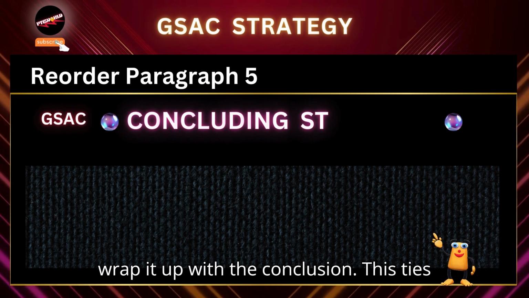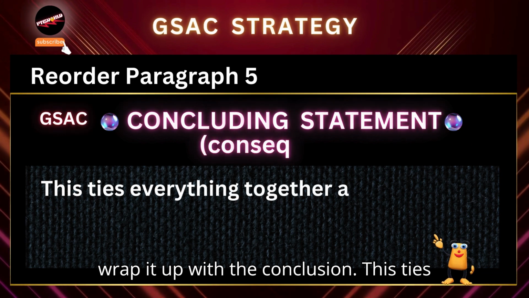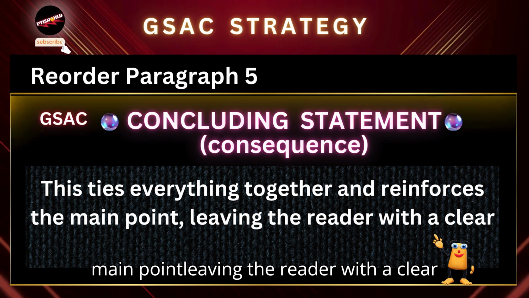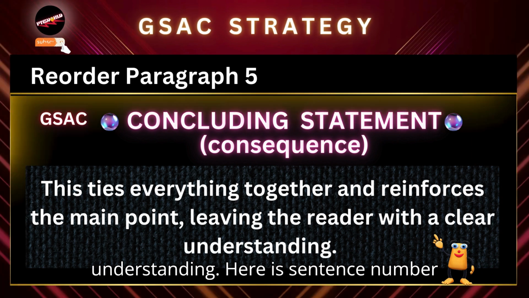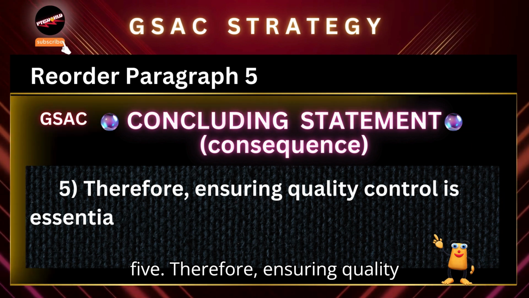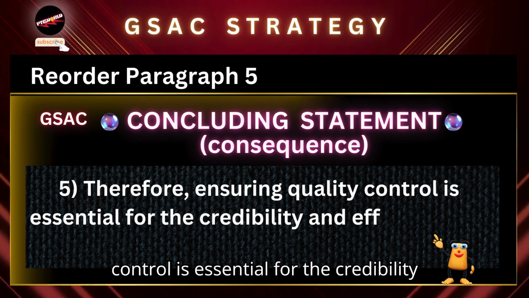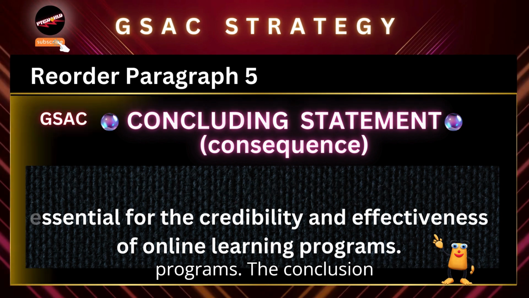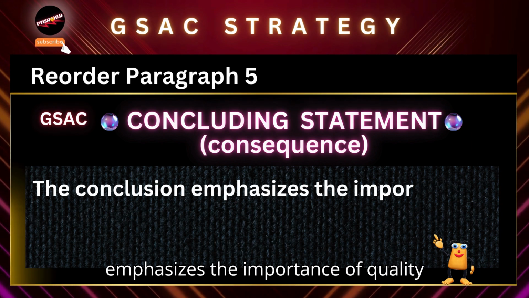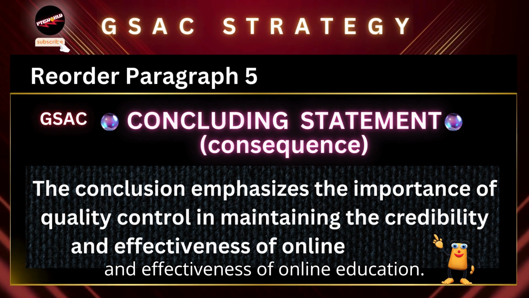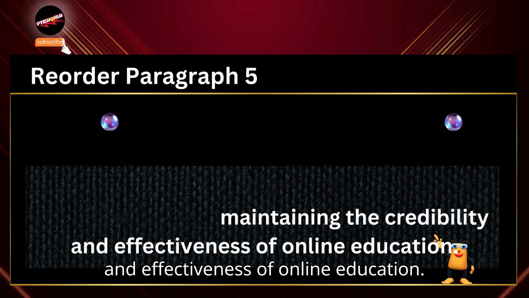Finally, we wrap it up with the conclusion. This ties everything together and reinforces the main point, leaving the reader with a clear understanding. Here is sentence number 5. Therefore, ensuring quality control is essential for the credibility and effectiveness of online learning programs. The conclusion emphasizes the importance of quality control in maintaining the credibility and effectiveness of online education.